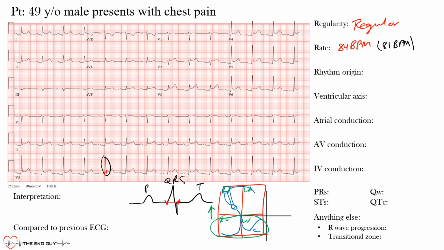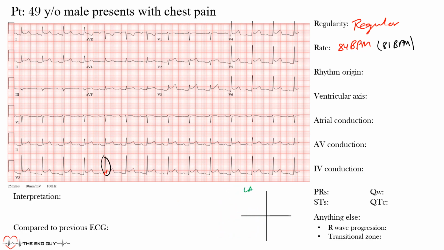Because I see P waves preceding each complex at a normal interval, a normal PR interval, I know that it's coming from above our AV node and somewhere in our atria. So the next question, because it's coming from somewhere in our atria, I have to ask myself, is this sinus rhythm? So is sinus rhythm present? How do we determine that? Well, sinus rhythm is simply stating that the rhythm is originating from the sinus node. So let's look at that.